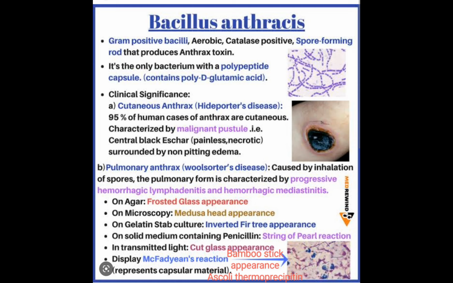And for the black scar, we remember that black plate medium is used for it. Then pulmonary anthrax, we have Woolsorter's disease, and it can cause hemorrhagic lymphadenitis, hemorrhagic mediastinitis, and hemorrhagic meningitis, which will be caused by both cutaneous and pulmonary anthrax.